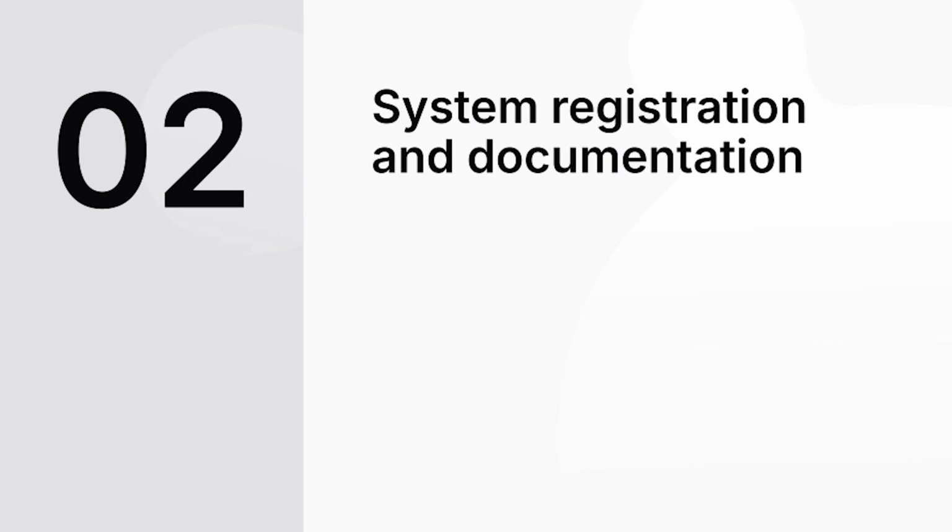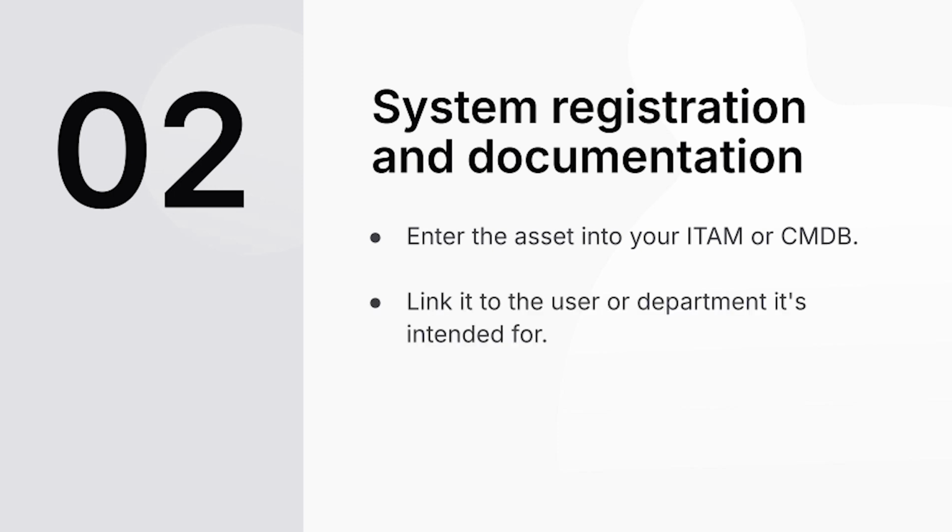Number 2, system registration and documentation. Enter the asset into your ITAM or CMDB. Link it to the user or department it's intended for. Log purchase details: date, vendor, warranty info, expected end of life, etc.